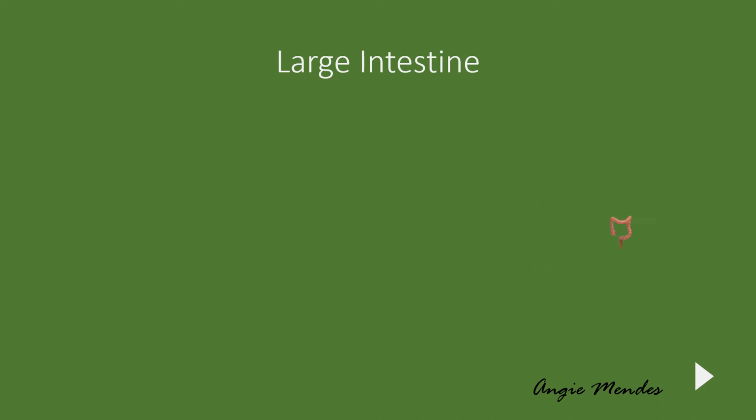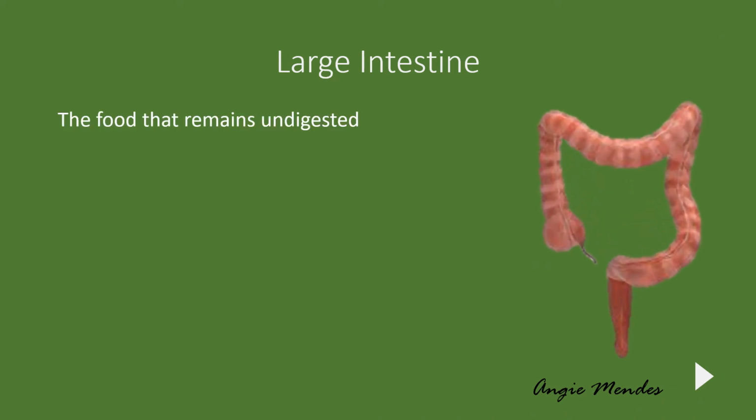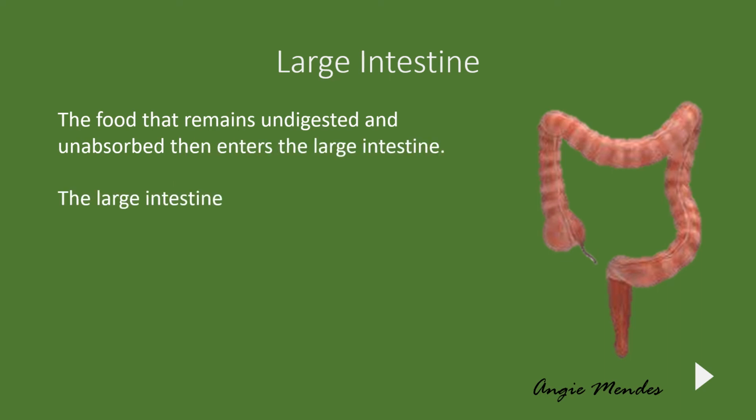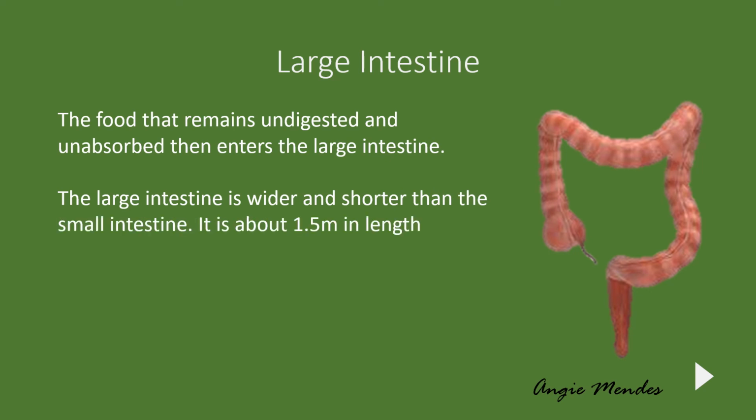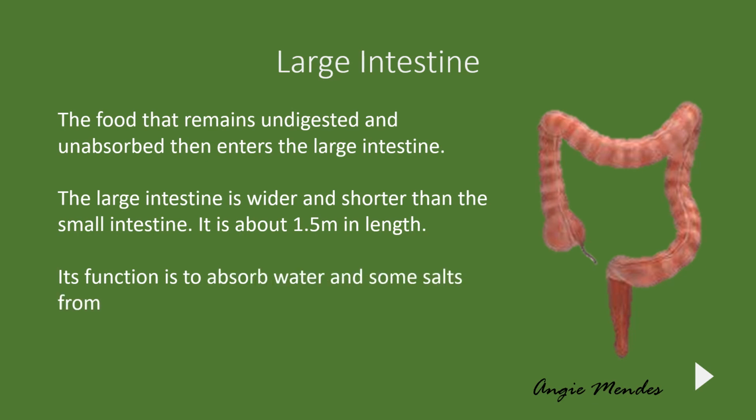The large intestine. The food that remains undigested and unabsorbed then enters the large intestine. The large intestine is wider and shorter than the small intestine. It is about 1.5 meters in length. Its function is to absorb water and some salts from the undigested food material.